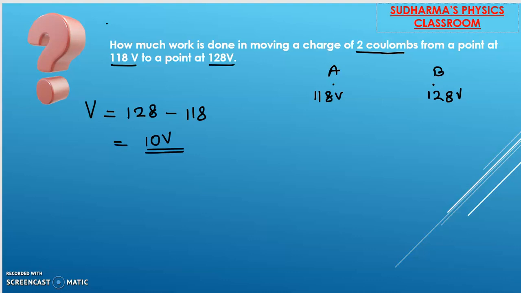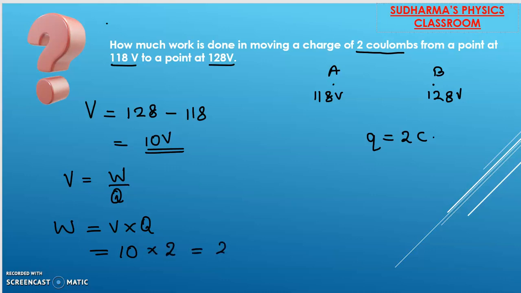So what is to be calculated? How much work is done. And the other value given is Q, Q is equal to 2 coulombs. So we have the equation V equals W by Q. So W is equal to V multiplied by Q. V is 10 volt. Just observe how I have calculated that potential difference. So 10 volt multiplied by 2 coulomb gives you 20 joules, because work done is expressed in joules. So this is a very simple question, right?